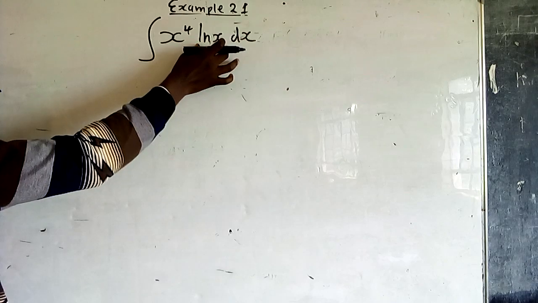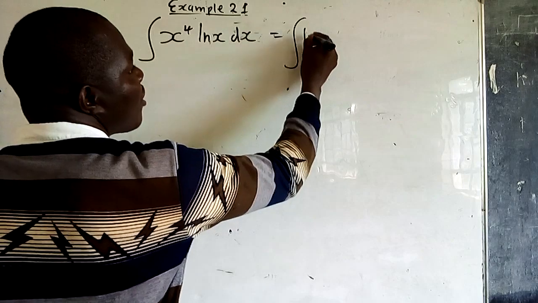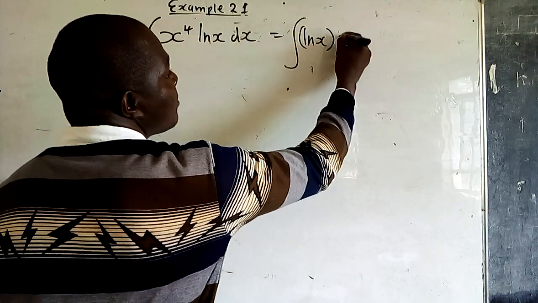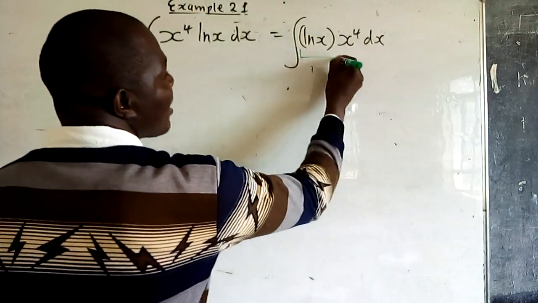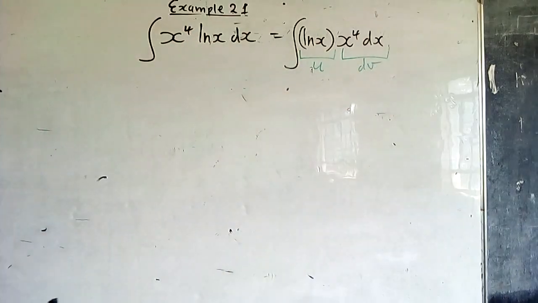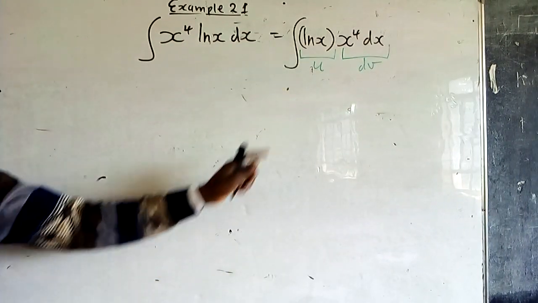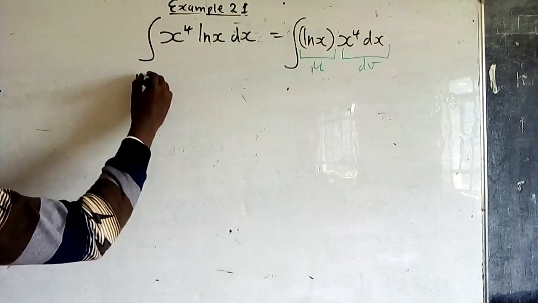Are we together? So what you do here is to rearrange, meaning this is the same as integral of ln of x times x raised to power 4 dx. So from here, you now let ln of x to be u and x raised to power 4 dx to be dv, because you can easily differentiate ln of x. You cannot integrate it, isn't it? Are we together there? Good. So you rearrange it so that you let u to be what you can differentiate easily. Okay? So what is your u?